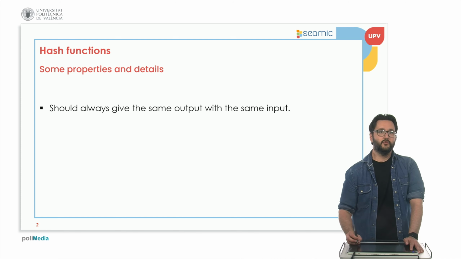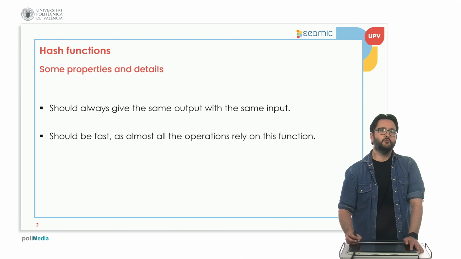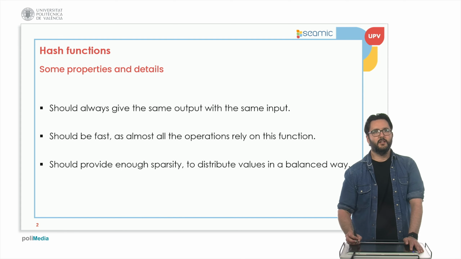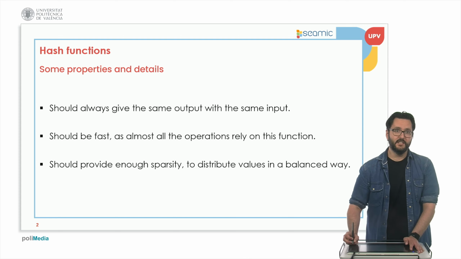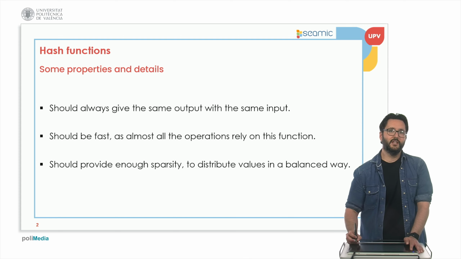This function should always give the same output with the same input. This should be deterministic. This should be fast, as it is computed many times during the lifetime of the hash table, and it should provide enough sparsity in order to distribute values in a balanced way.